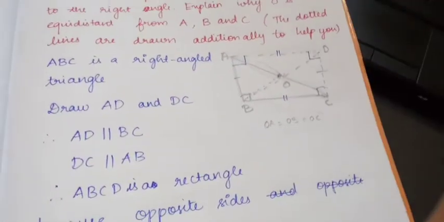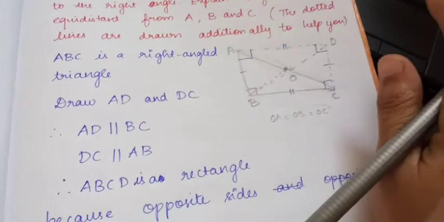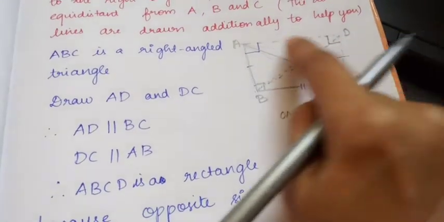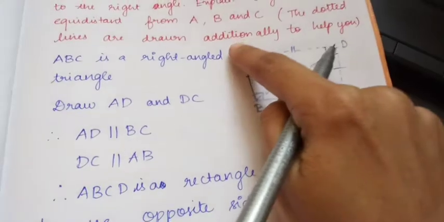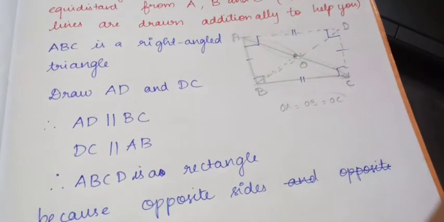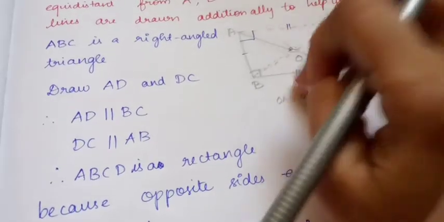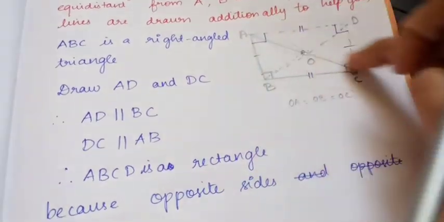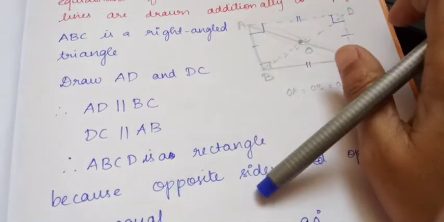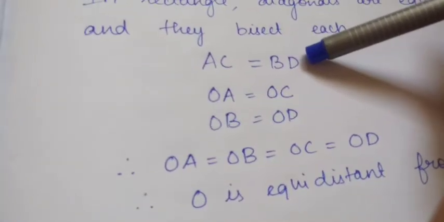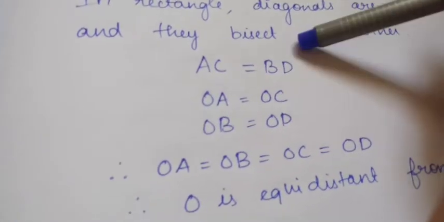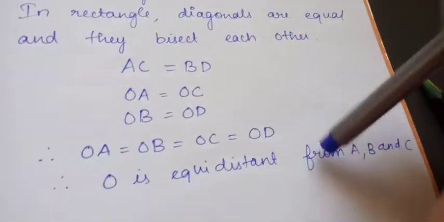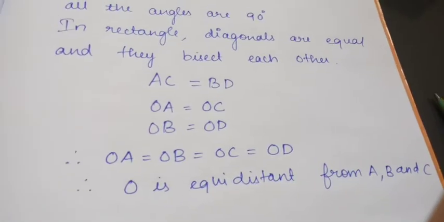Listen, they have given ABCD is a right angled triangle, children, and we have drawn one extension. Through that extension we can say AD is equal to BC and AB is equal to DC. So we can say that it is a rectangle because opposite sides are equal and all the angles are 90 degrees. In a rectangle, the diagonals bisect each other and diagonals are equal. Since diagonals are equal, half of the diagonal is also equal. Therefore, O is equidistant from A, B and C. Understood?